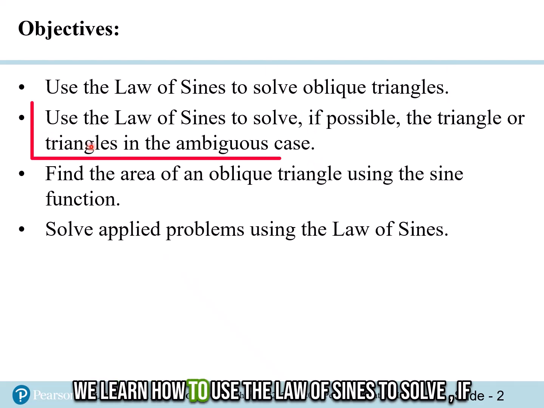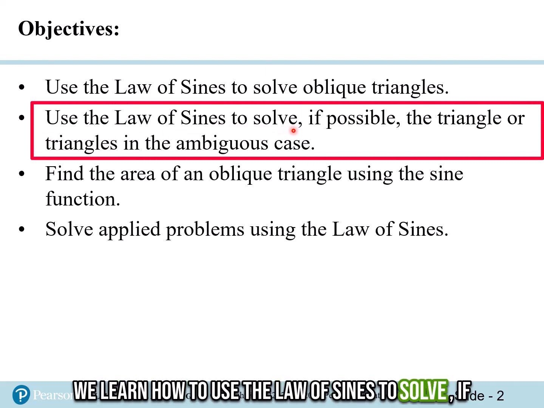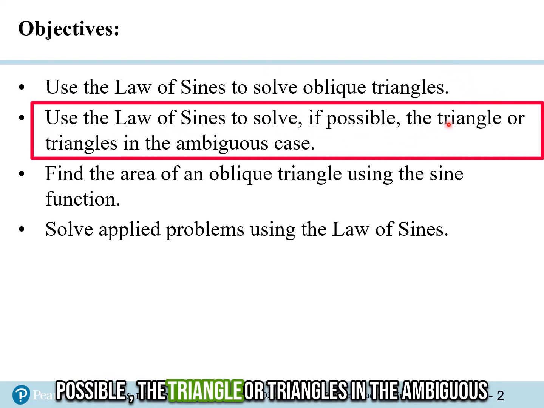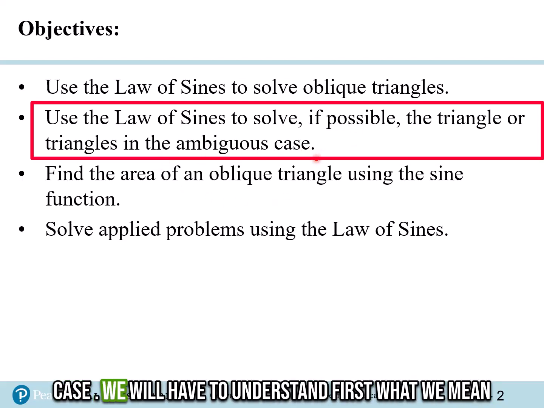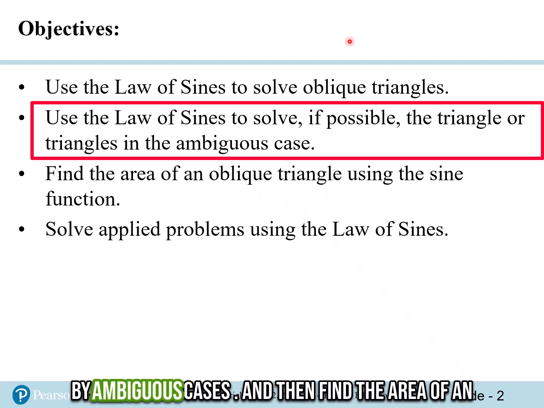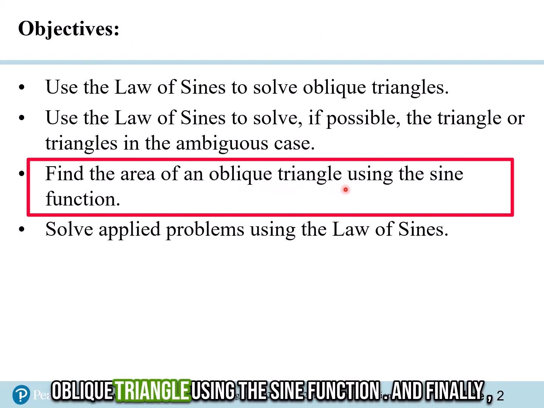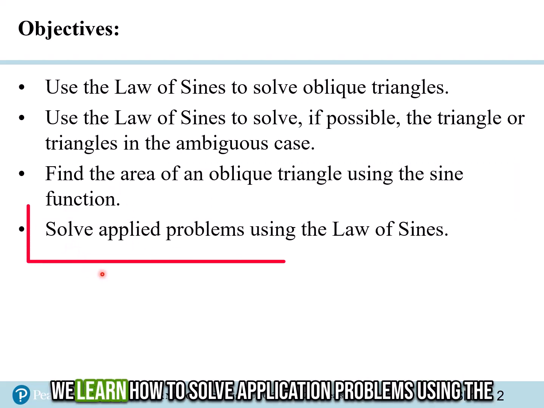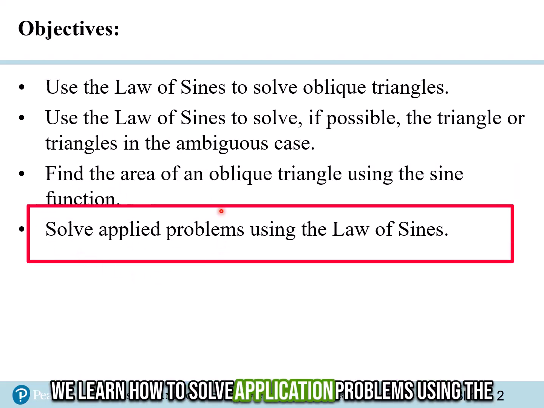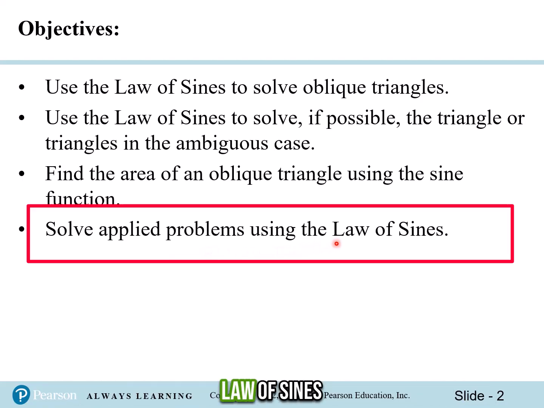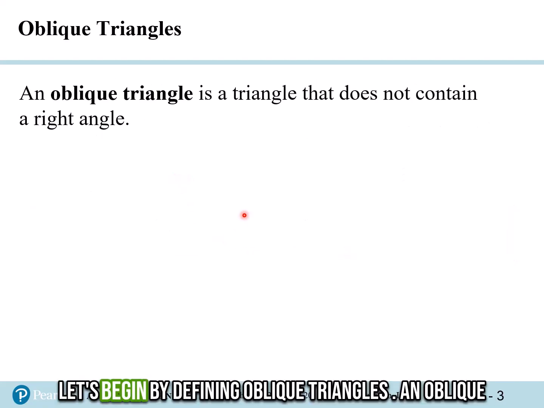Then we learn how to use the law of sines to solve, if possible, the triangle or triangles in the ambiguous case. We will have to understand first what we mean by ambiguous cases and then find the area of an oblique triangle using the sine function, and finally we learn how to solve application problems using the law of sines. Let's begin by defining oblique triangles.